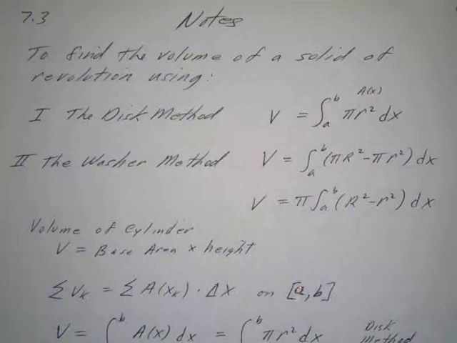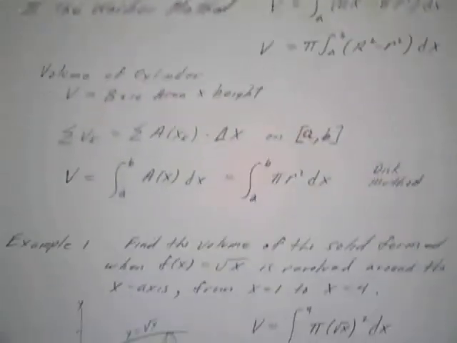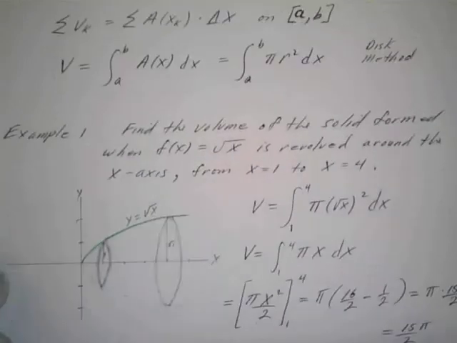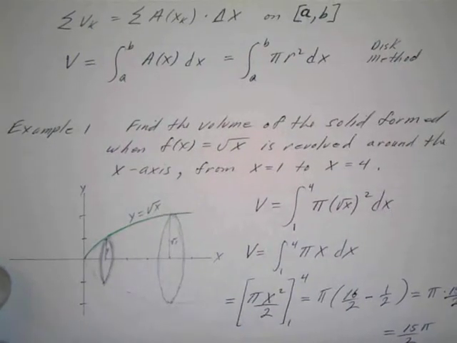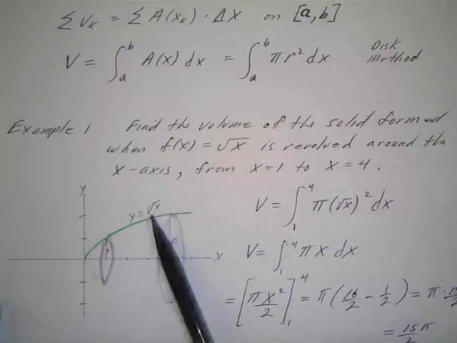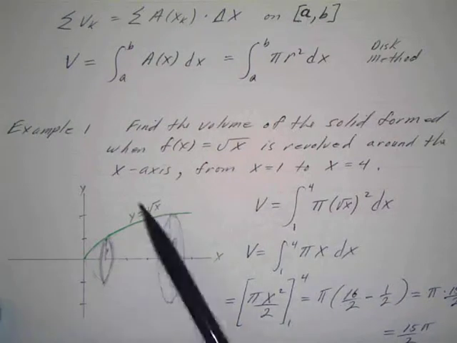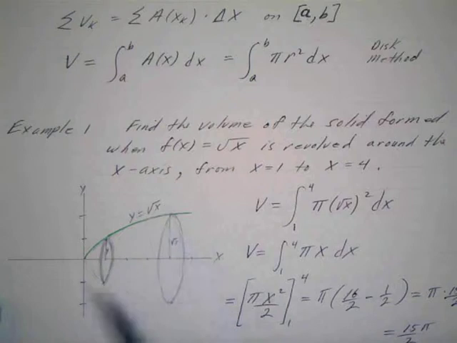revolve something about the axis, then we'll think of it, and here's kind of an example. We'll be going over this example, but just to illustrate some of the formulas. If we have this curve here, y equals the square root of x, and we're going to revolve it around the x-axis, then it forms a solid.